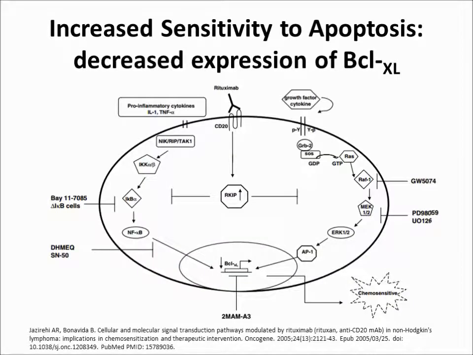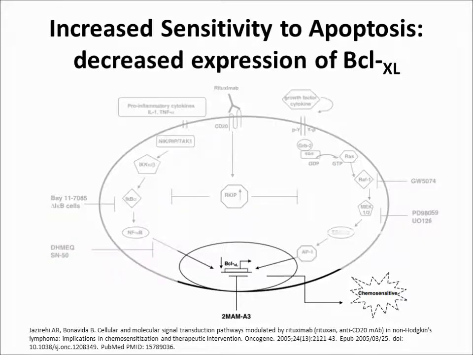Additionally, via a separate pathway, rituximab results in the upregulation of RAF1 kinase inhibitor protein, which blocks two signaling pathways, both involved in expression of BCL-XL. The loss of expression of this gene results in a decrease of the apoptosis threshold and, as above, increases sensitivity to apoptosis.